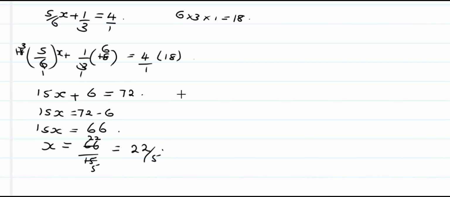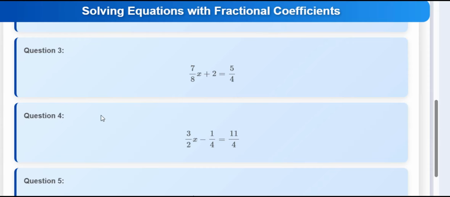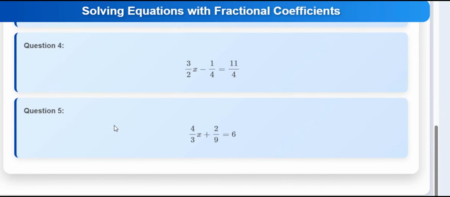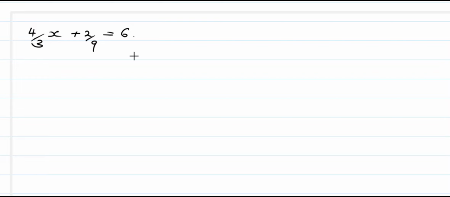Can we try the last example? I want you to try question 3 and 4. Then I will solve question 5. So it is 4 over 3x plus 2 over 9 is equals to 6. So as usual, I will start by multiplying the denominators, which is 3 by 9 by 1, and 3 by 9 by 1 is equals to 27.